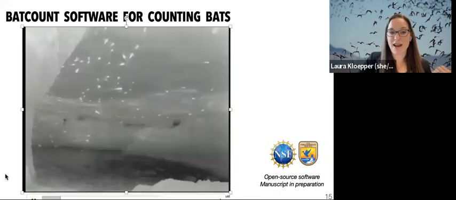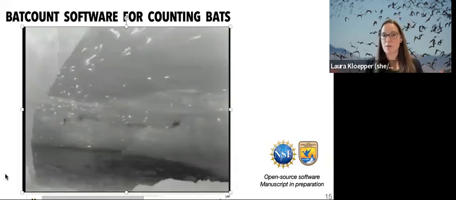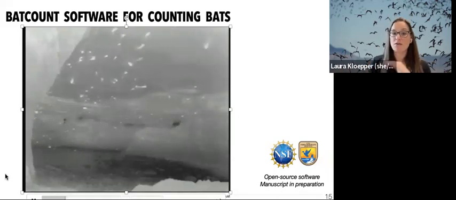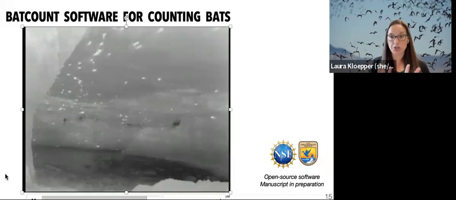which has been a really fun outcome of this project. So here's just an example of what this software looks like. This is a thermal recording taken from inside of a cave. You can see the bats moving around. This is actually during emergence.